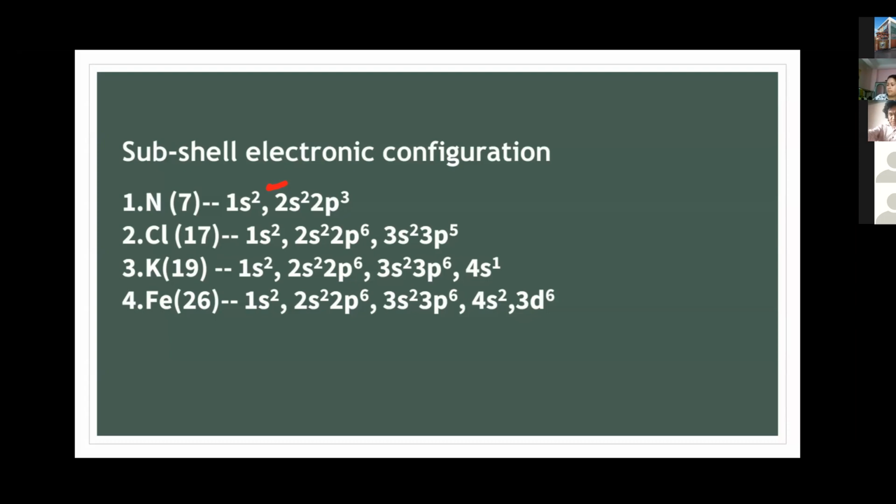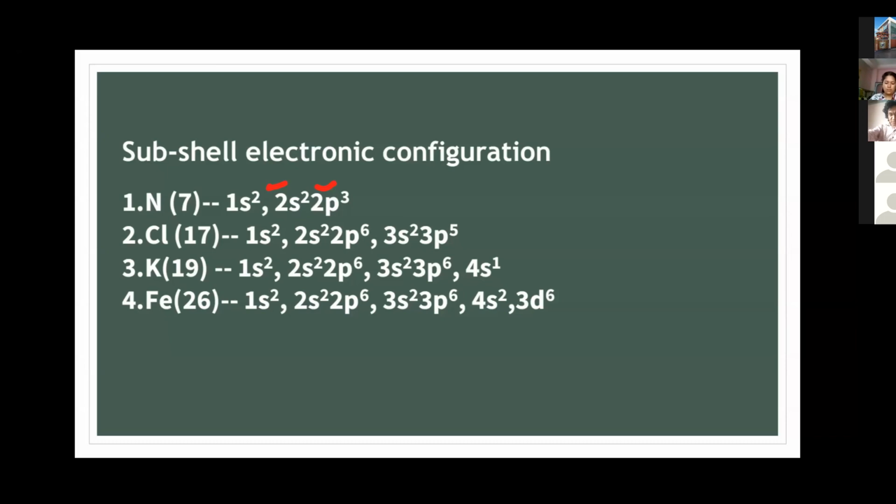So 2s2. The s subcell can have a maximum of 2 electrons. You cannot keep 2s3, 2s4, like that. Maximum 2. So 2s2, and still electrons are left. How many electrons are left? 3. And then we have 2p3. The maximum electrons we can keep in the p subcell is 6, so it is just 3. So 1s2, 2s2, 2p3 is the subcell configuration of nitrogen.